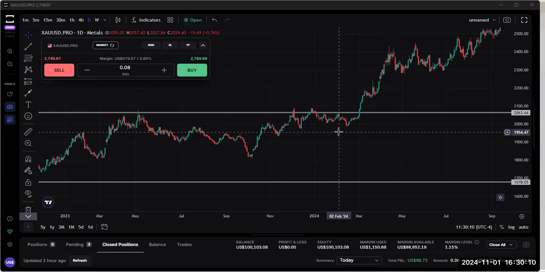Does it always play out to the exact T? Maybe not, but to a large extent, because like I said, humans are the same. It's fear and it's greed.